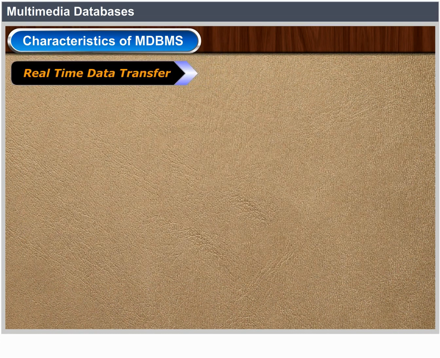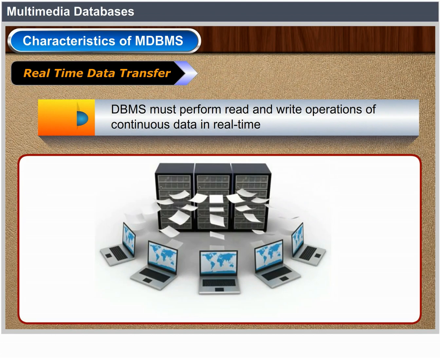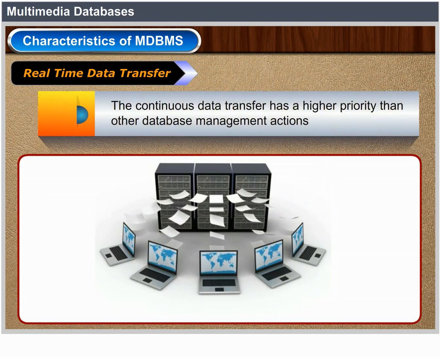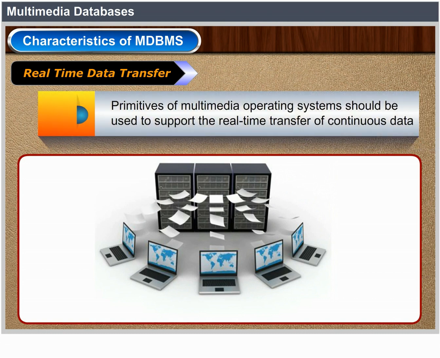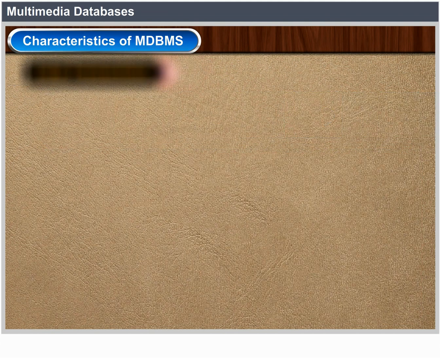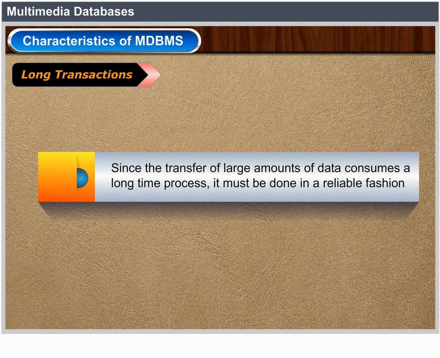Real-time data transfer. The DBMS must perform read and write operations of continuous data in real time. The data transfer of continuous data has a higher priority than other database management actions. Primitives of multimedia operating systems should be used to support the real-time transfer of continuous data. Long transactions. The transfer of large amounts of data will take a long time and must be done in a reliable fashion.